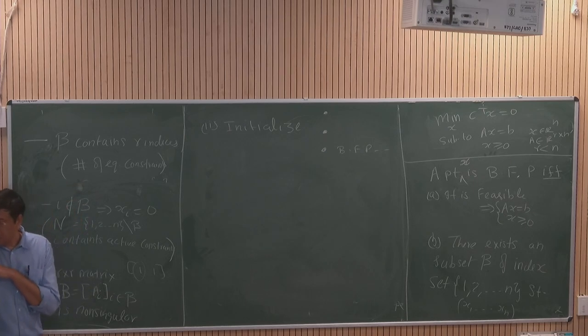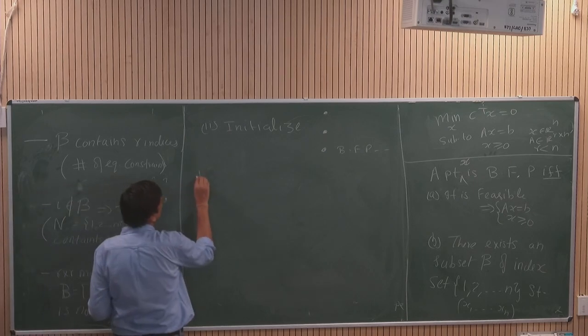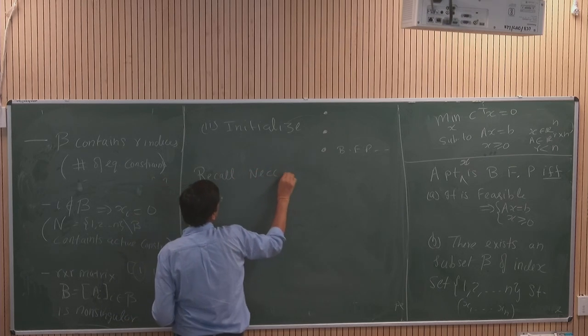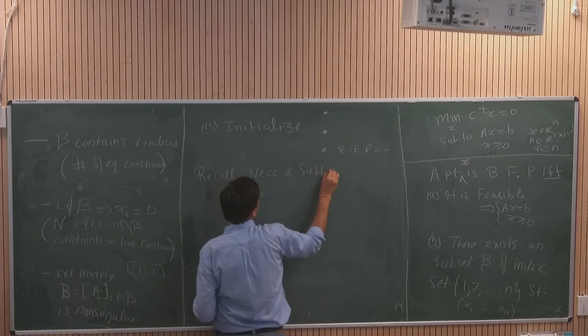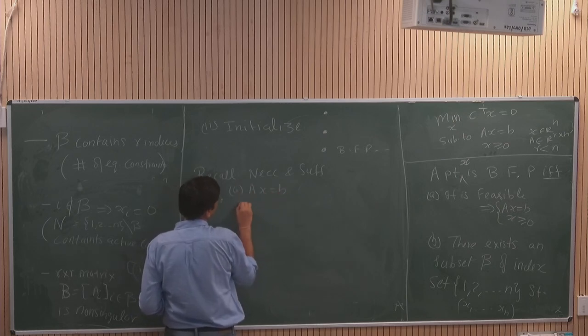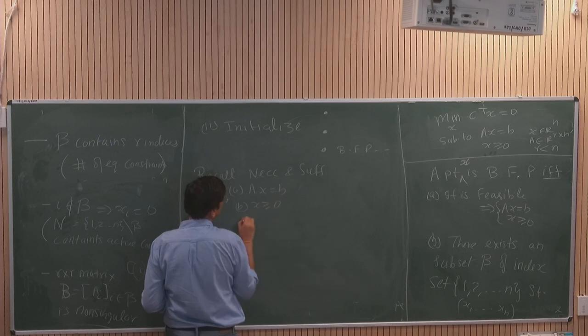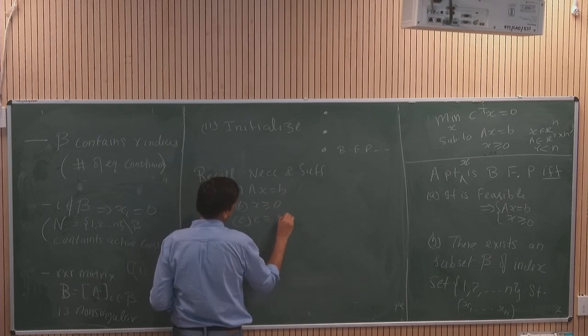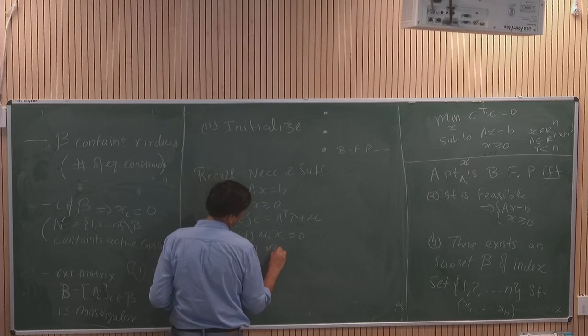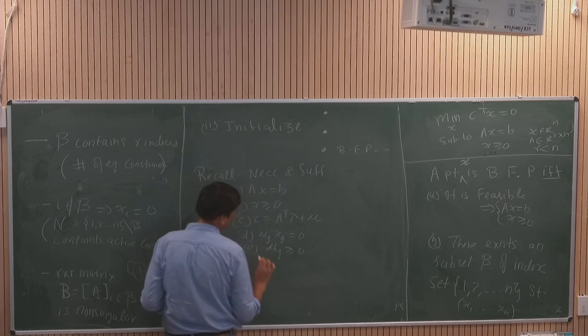Now we'll apply the KKT conditions, or the necessary and sufficient conditions. I'll let you not call them KKT. So what were the necessary and sufficient conditions? Ax equal to b, x greater than or equal to 0, c is equal to A transpose lambda plus mu, mu_i x_i equal to 0, and we'll be calling this j, mu_j greater than or equal to 0.